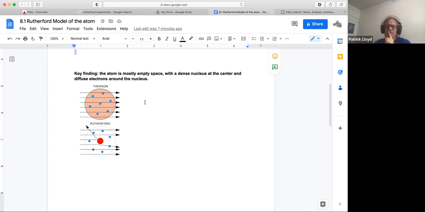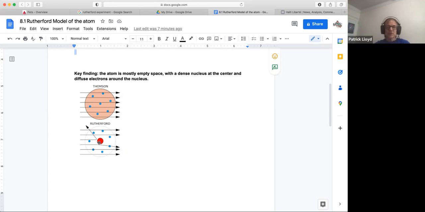What they found was that almost all of them went straight through, but every once in a while, one would bounce backwards. So this is the Rutherford model. His model, the Rutherford model, which is essentially what we use today, is called the nuclear model. So here's our key finding. The atom is mostly empty space with a dense nucleus at the center and diffuse electrons around the nucleus.